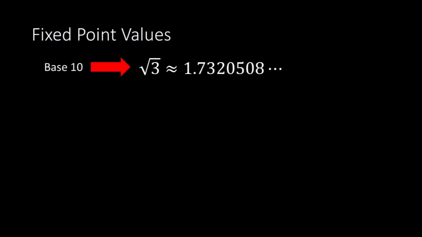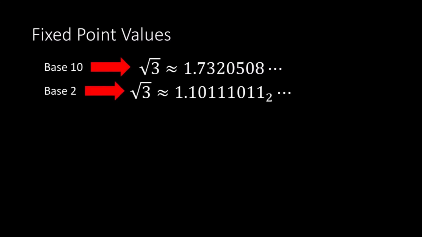So what are fixed point values? Fixed point values are a way of representing non-integer values as integers. So if, for example, we have a number like square root 3, which roughly equals 1.73, we can write that in its binary representation as 1.10111011, so on and so forth.